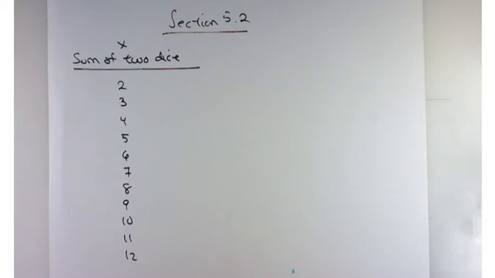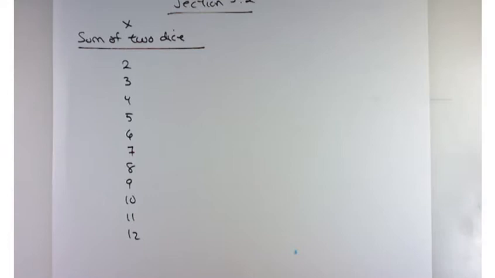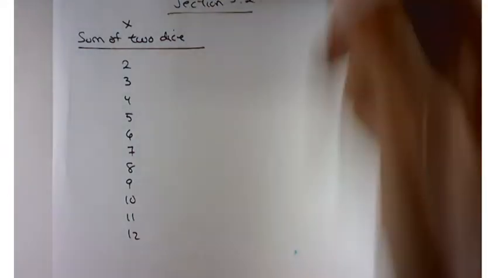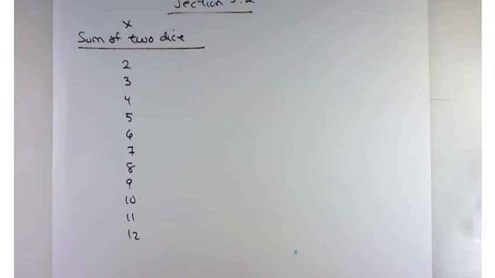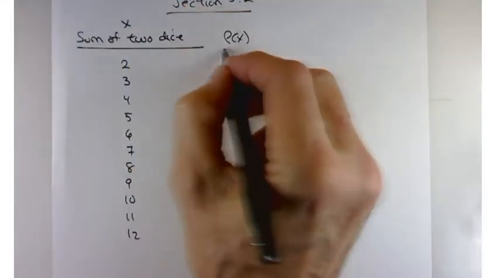We're going to continue our work with probability in Chapter 5. We're going to start talking about probability distributions. A probability distribution discusses the probabilities of various events. A fun one to talk about is the sum of two dice. When you roll them, you can get any number between 2 and 12. The probability distribution would be the P of X here that describes the probability of these various events.